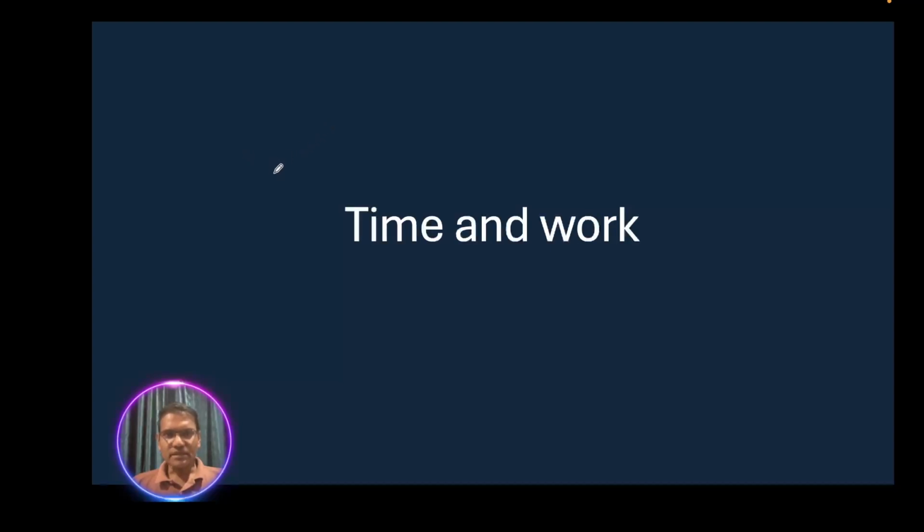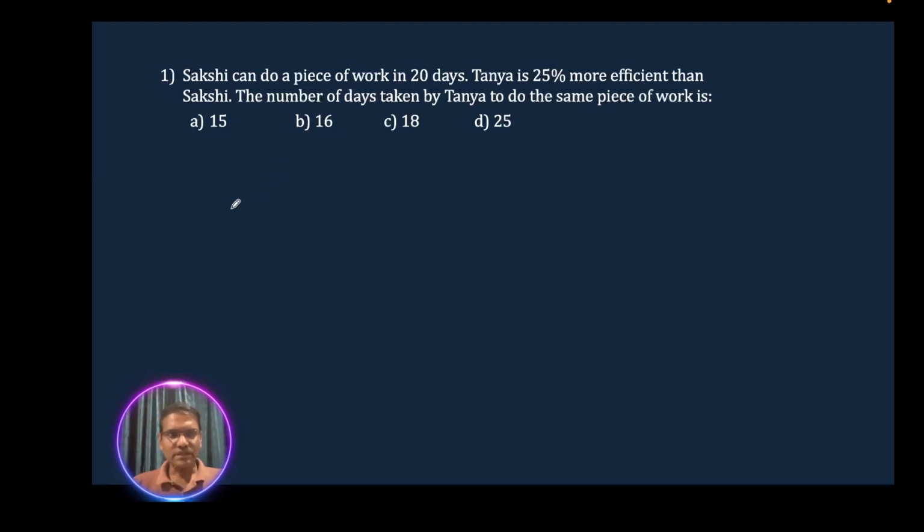Next topic is time and work. Here, these are the questions. The question is: Sakshi can do a piece of work in 20 days. Tanya is 25% more efficient than Sakshi. Find the number of days taken by Tanya to do the same piece of work.